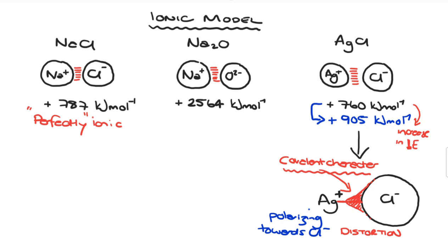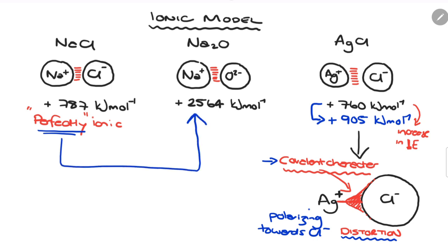So we get these differences between the experimental values, which are typically larger than the theoretical values, due to the presence of this covalent character, which is further caused by this distortion of the electron cloud around the negative ion. The closer the two values between theoretical and experimental, we can say that we are much more perfectly ionic.